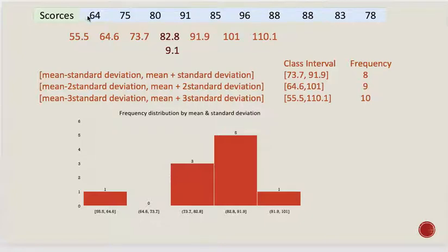This is our data set. We are very familiar with it. The mean of this data set is 82.8. The standard deviation is 9.1. Let's be creative and innovative. Let's find a unique way to set the boundaries.